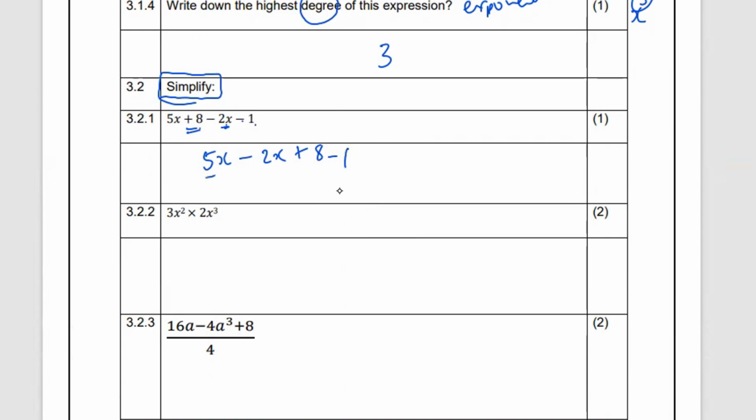Then 5 minus 2 will give us 3. So this is just for the group of the x's. Let's subtract them because these are like terms. Then the constants 8 minus 1 will give us a 7. But that 7 is positive because it's not a negative 7. So this becomes the answer. So we cannot add these two because they are not like terms. So leave the answer like this, and then you get your full marks.